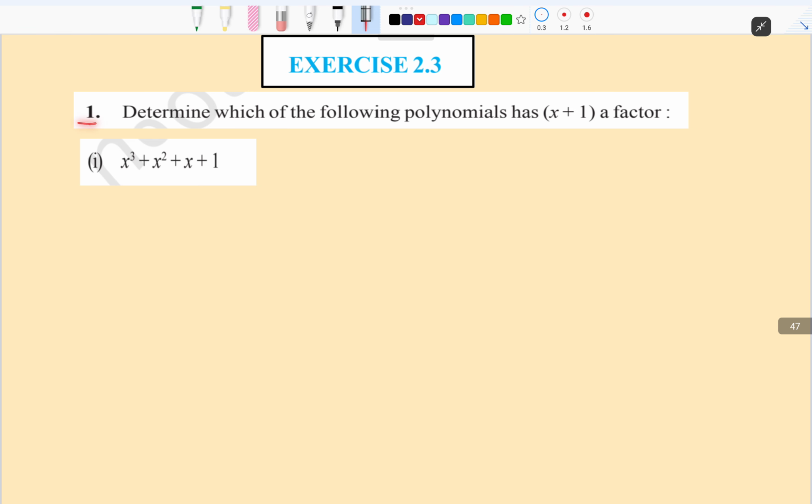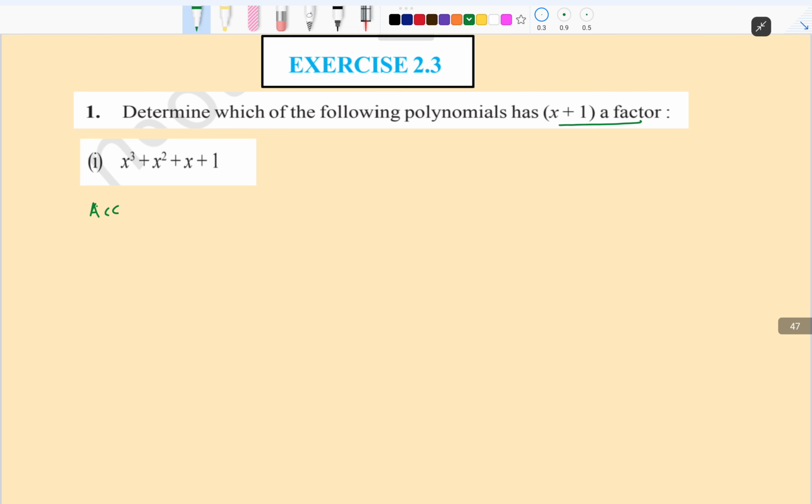The first question says, determine which of the following polynomials has x plus 1 as a factor. Now this question is about the direct application of the factor theorem, and if you remember, the factor theorem said that if x plus a is a factor of any polynomial, then p of minus a will be equal to 0. If you remember, I told you in the previous video that the factor theorem basically talks about the relationship between the factor and the zeros. So this is a factor, it says, right?